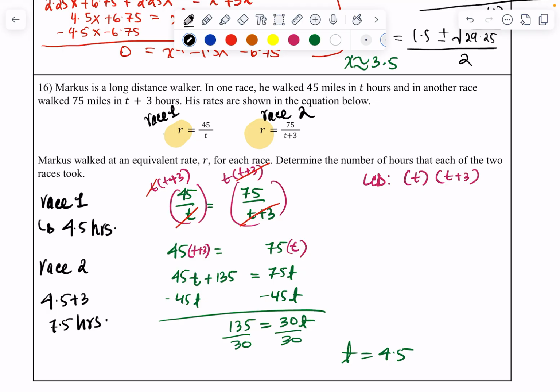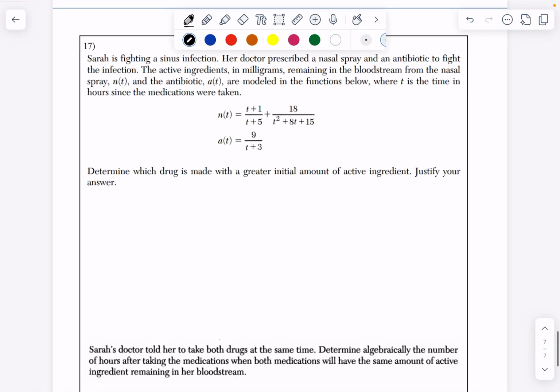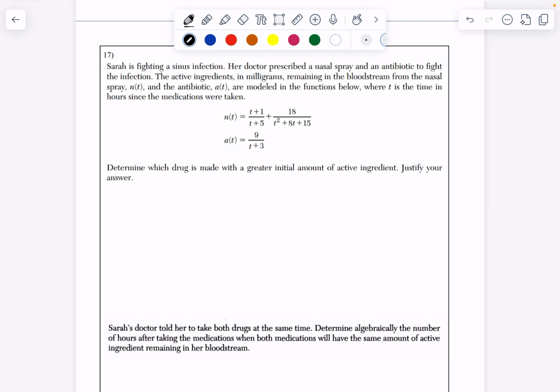All right, let's take a look at our last word problem. Go ahead, take a time to read. They wanted to know the initial amount for this one, meaning when the value of t is equal to 0. So I'm going to do n of 0 is equal to 0 plus 1 over 0 plus 5 plus 18 over 0 squared plus 8 times 0 plus 15, which is equal to 1 over 5 plus 18 over 15.